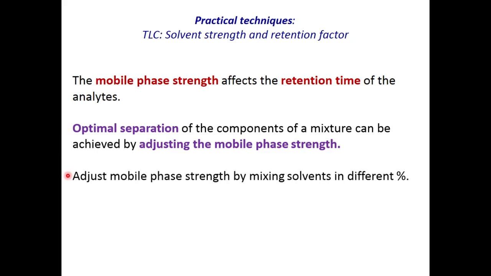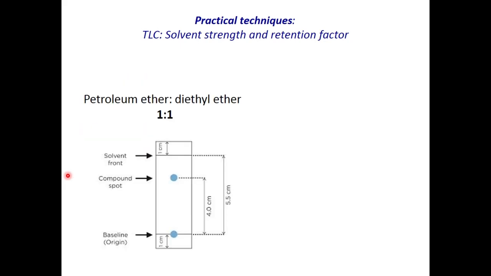Adjusting the mobile phase strength means mixing the solvents in different percentages. So let's look at an example. Here we have an example where we have petroleum ether and diethyl ether in a 1:1 ratio as our mobile phase. And this is the TLC plate that results. The compound spot moves 4 centimeters up the plate, and the solvent front has moved 5.5 centimeters up the plate.